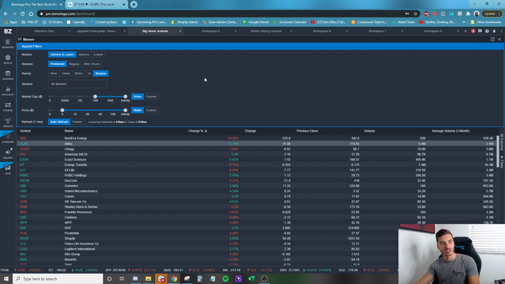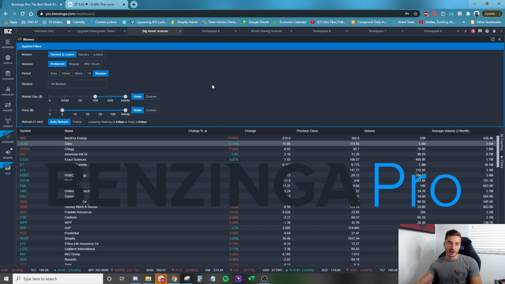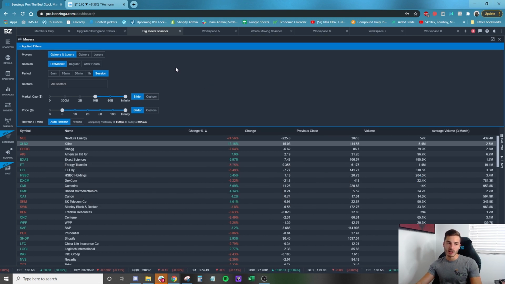Now, I use a site called Benzinga. They are a paid service, but there are a bunch of free versions out there like Finviz, etc. Now, the reason I like Benzinga is because it does update the prices in real time as well if you do click on the stocks.